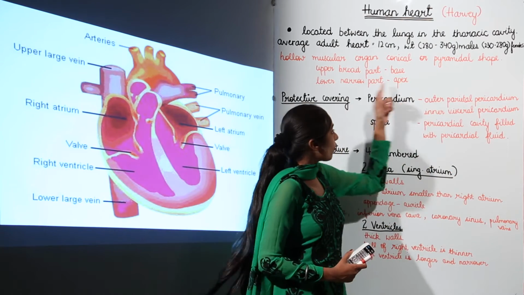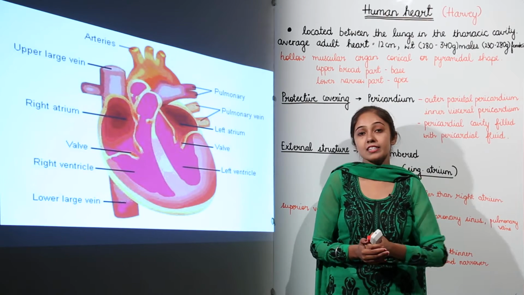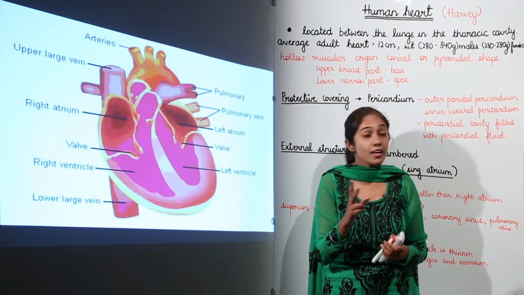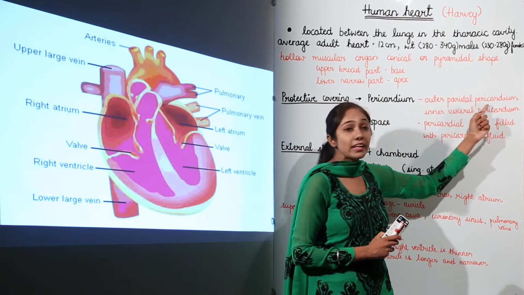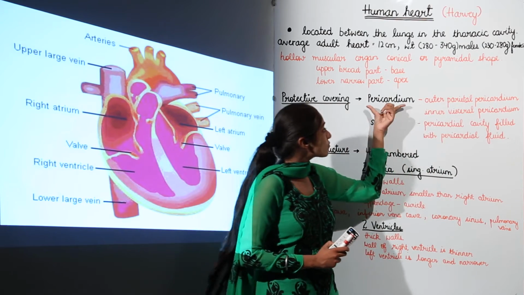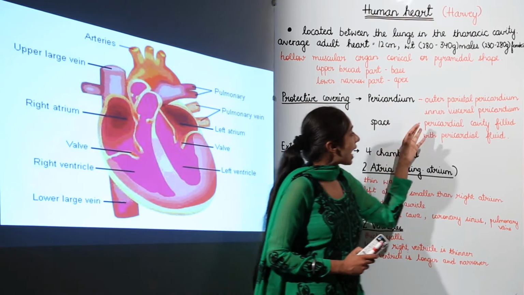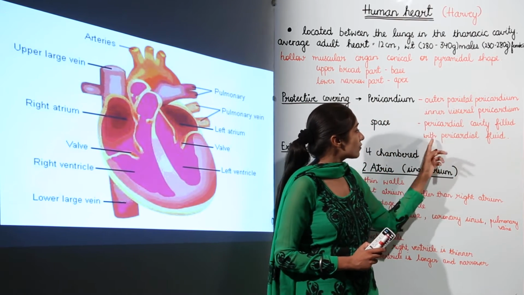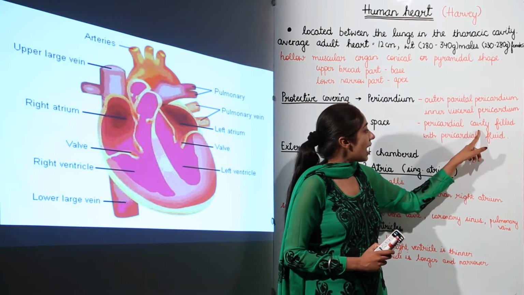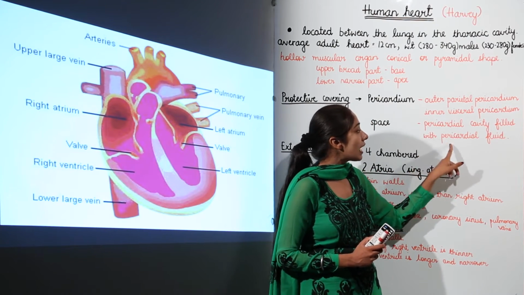So, as a whole, what you have learned is that the outer covering of the heart is composed of two layers: the outer parietal pericardium and the inner visceral pericardium. Pericardium is the protective covering of the heart. The space between these two is the pericardial cavity, and it is filled with pericardial fluid.